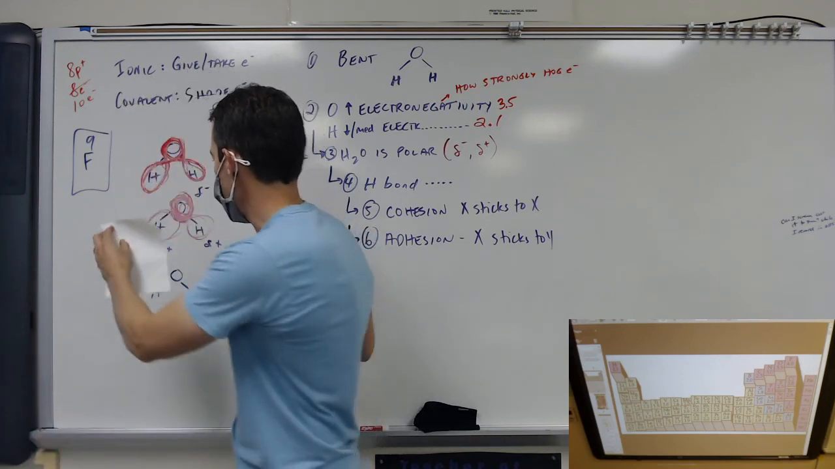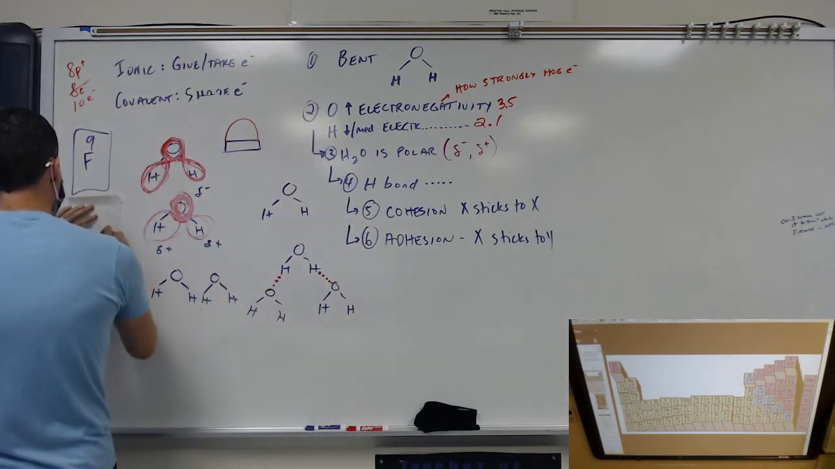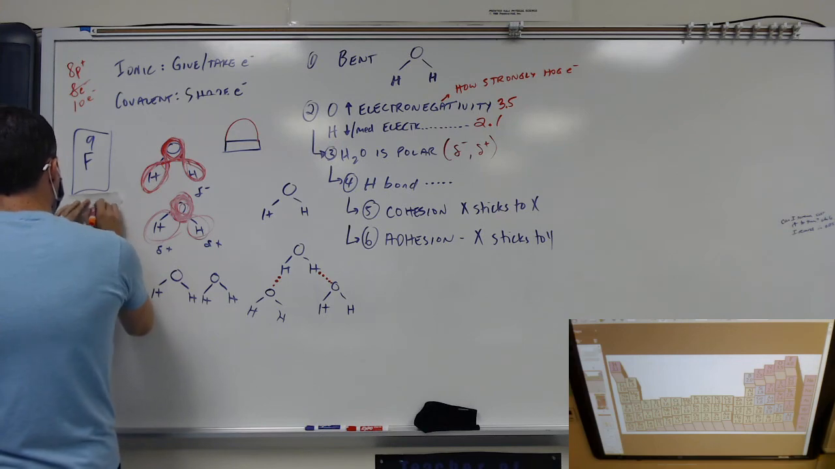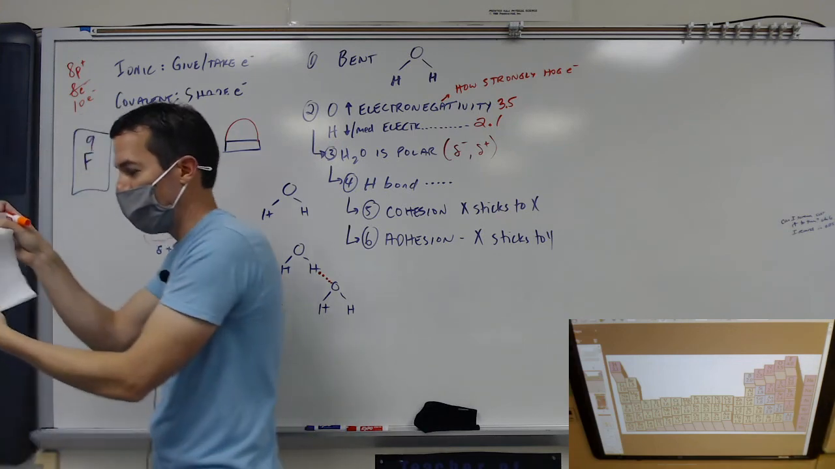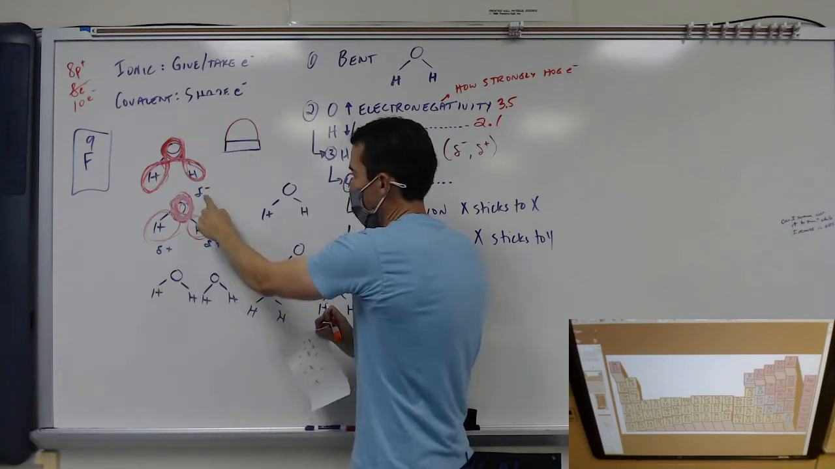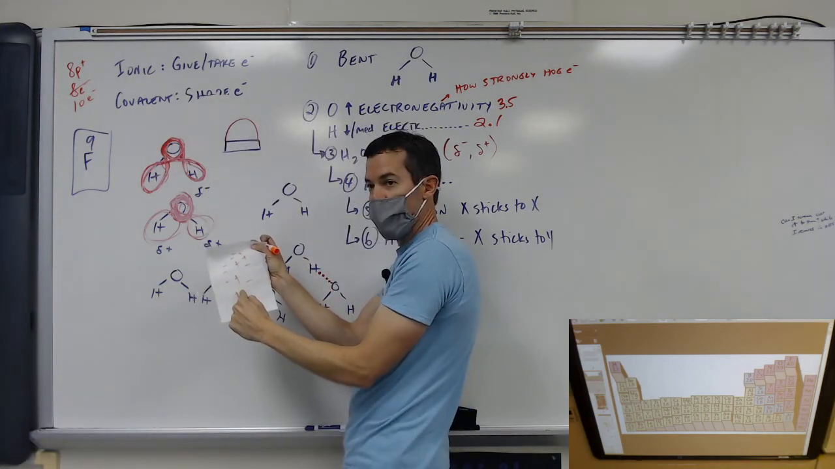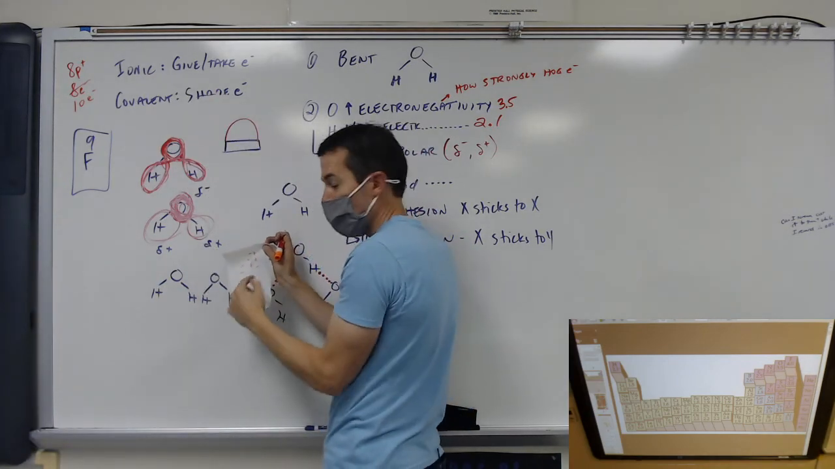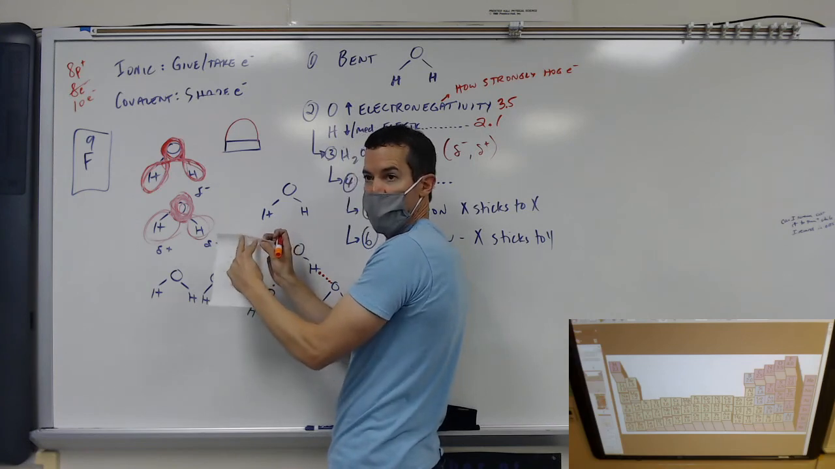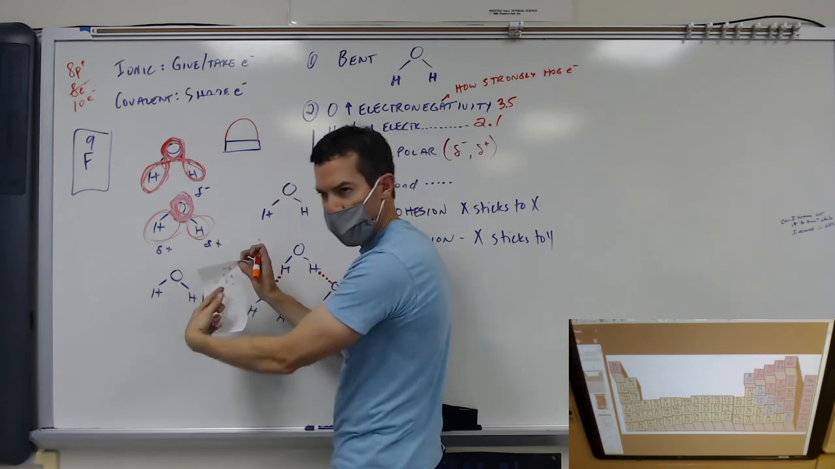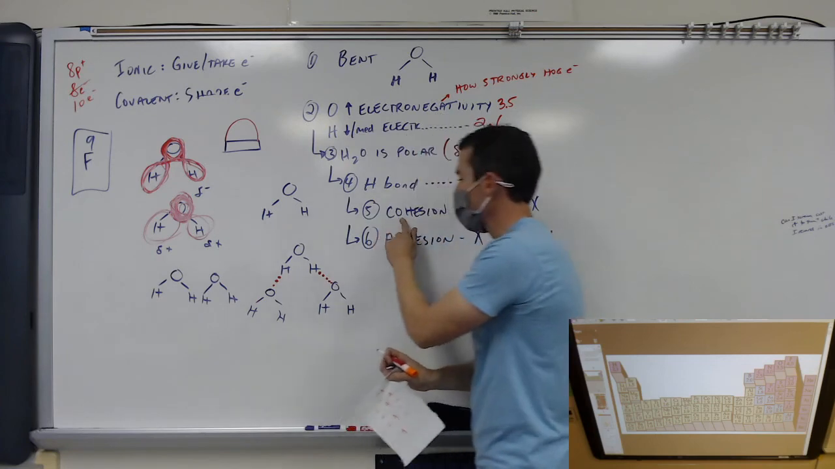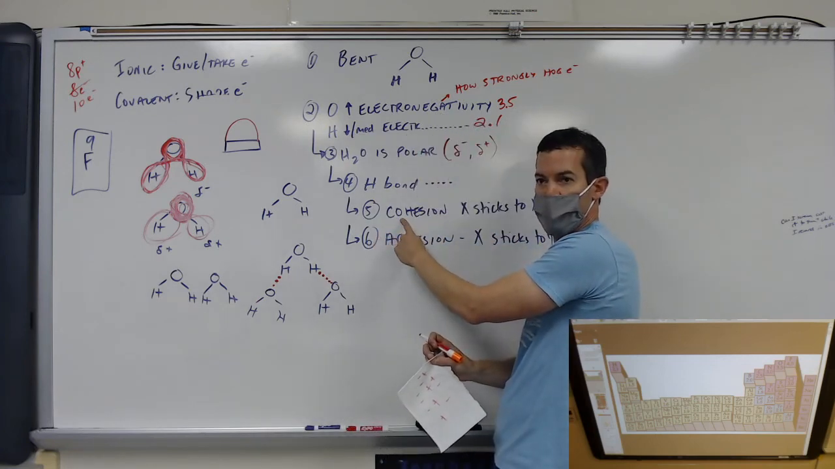So here's my paper. As soon as I dip it in water, the slight negatives are attracted to the slight positives. Then the slight positives are attracted to the slight negatives, and it just climbs up. And then doesn't it bring all the other water with it? Cohesion. It drags everybody else along.